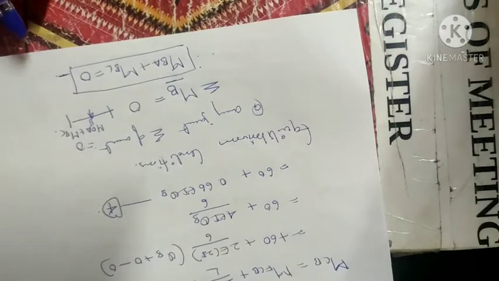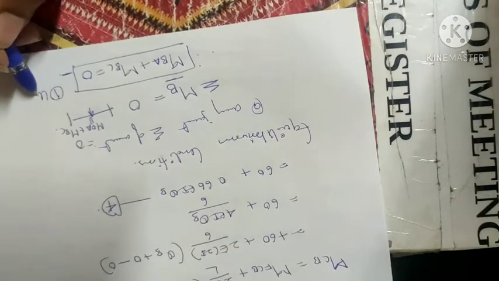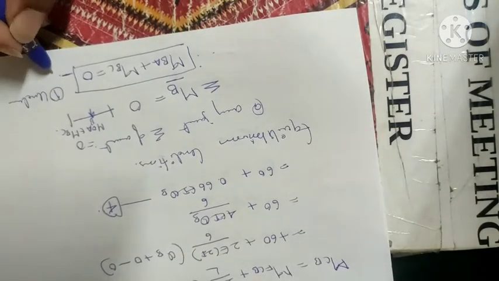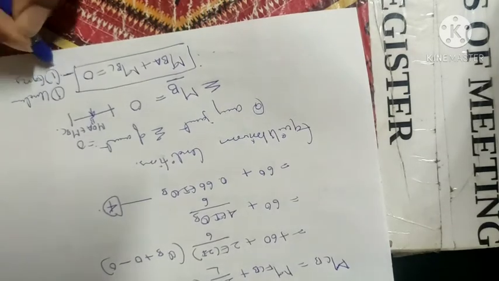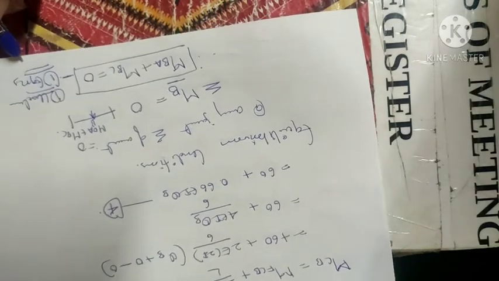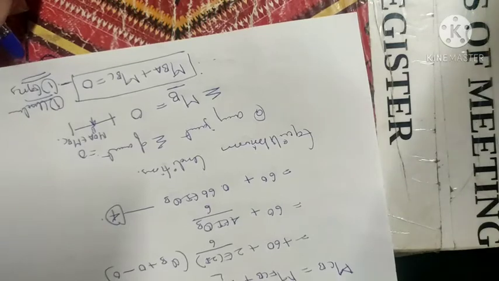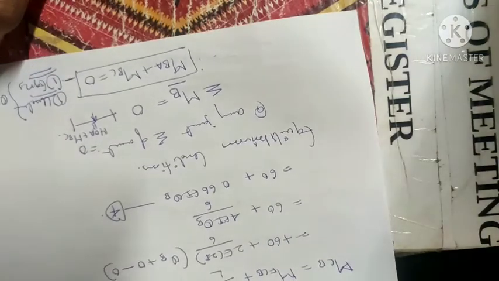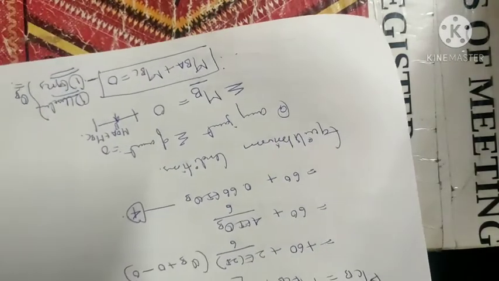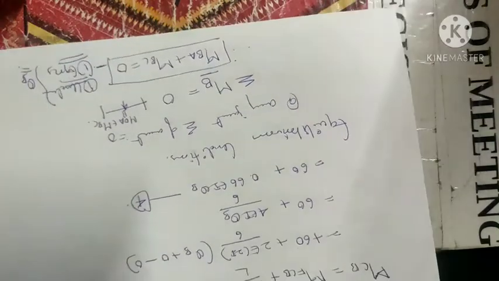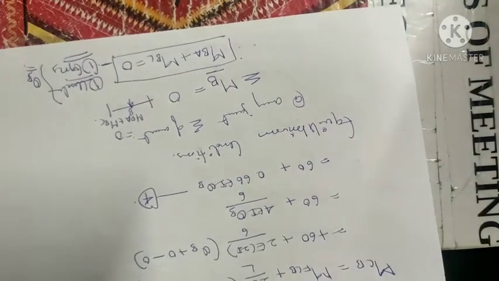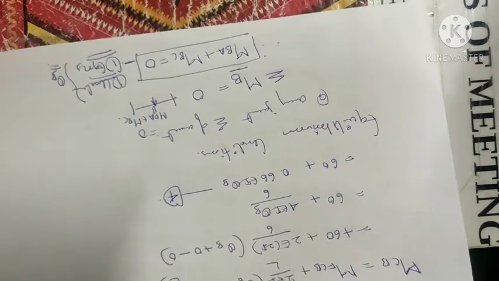How many unknowns are there? There is one unknown, theta B, and you have one equation. With that one equation you will get the theta B value. So MBA.